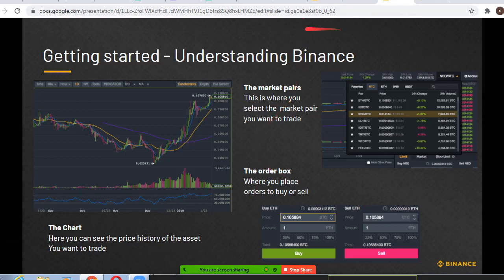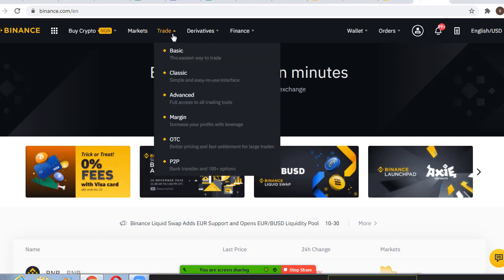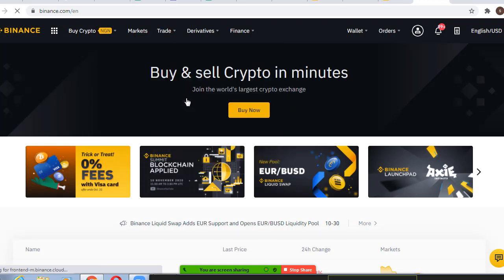So if I go to my Binance Exchange, this is the Binance Exchange. I'm logged into my own live account, my real account, and then if I go to trade, you can choose classic or advanced, but for the purpose of this training, I'll choose advanced.